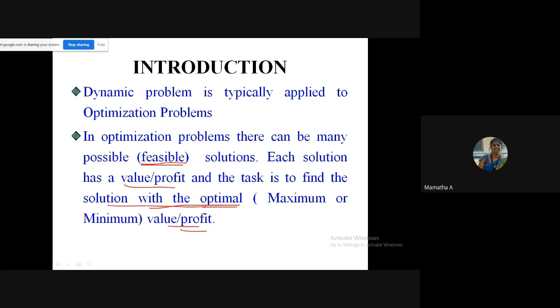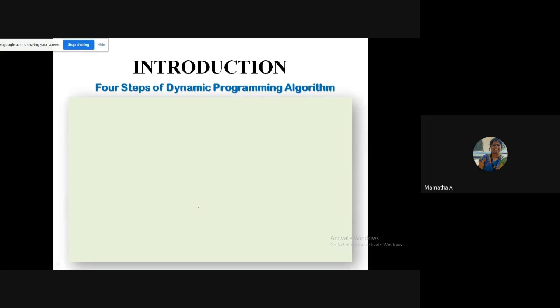So that is the problem to which most of the time dynamic programming will be applied. We'll see some examples. If you see, you will know how it is optimal. And most of the time, as I told you, algorithm approaches will try to find the optimal. Feasible, we don't want. We always want the optimal, isn't it?